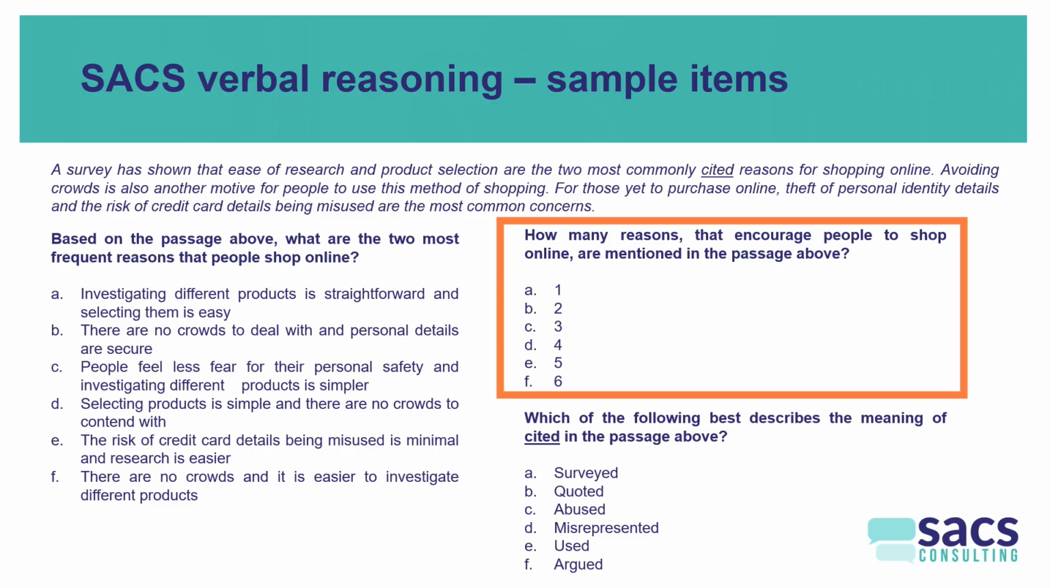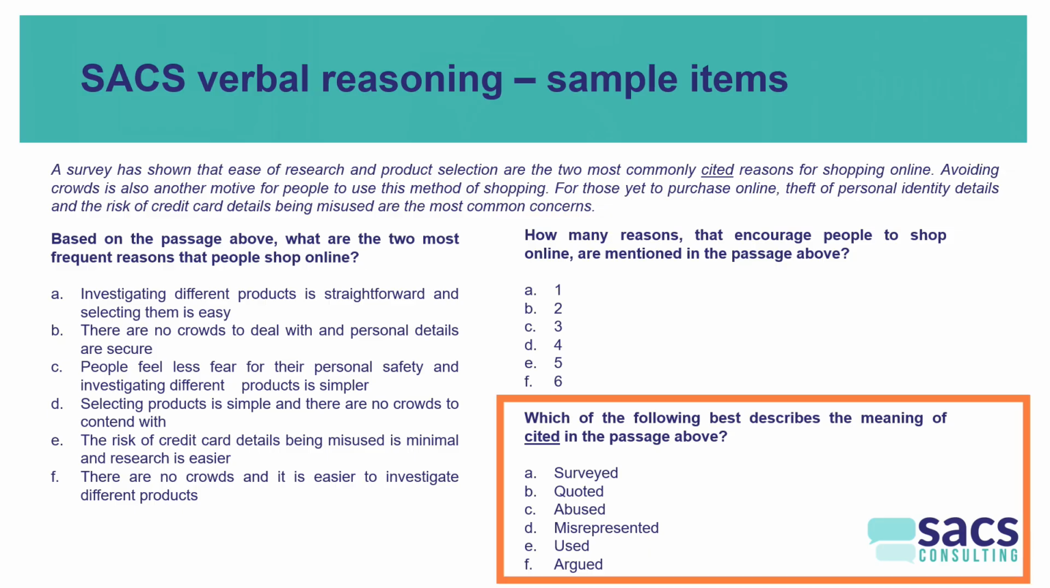And so that has a little bit of a vocabulary component, because you must have a clear definition of the word reasons, and you must be able to count the reasons, 1 up to 6. The final question, which of the following best describes the meaning of the word cited in the passage above? And you've got an opportunity to choose one of those 6 options, and that, of course, is a vocabulary question.